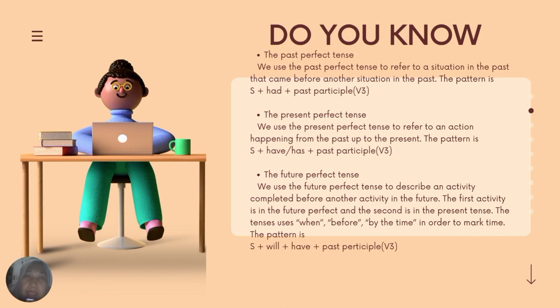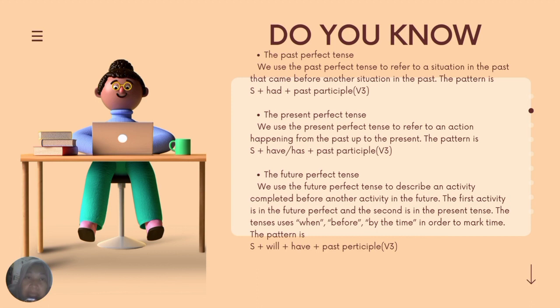The second one is present perfect tense. We use the present perfect tense to refer to an action happening from the past up to the present. The pattern is subject plus have or has plus past participle, or verb 3.